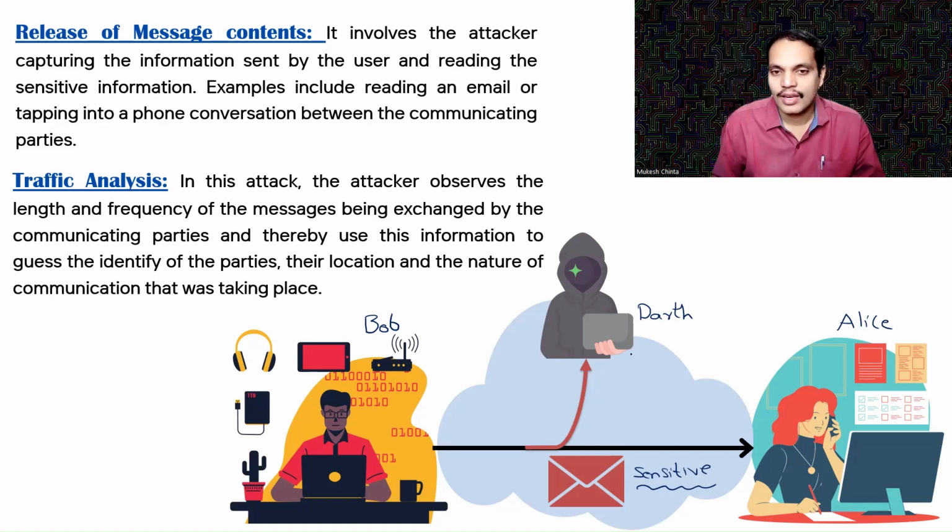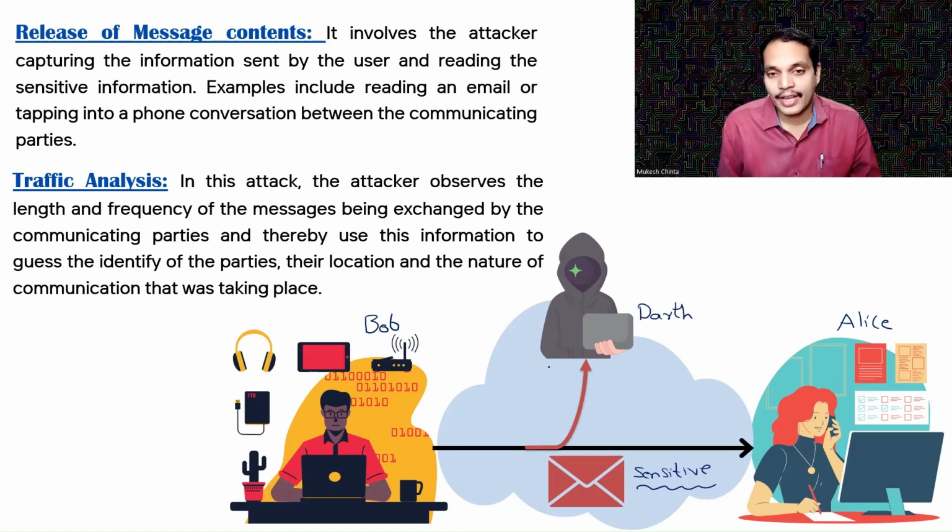Coming to traffic analysis, what Darth does here is he wants to identify what Bob is talking to Alice. So maybe he will monitor the entire traffic channel for a day or a couple of days or even a week. He will be in a position now to guess where Bob is communicating from, what is his IP address, who is Alice, what is her IP address, what time Bob starts the communication with Alice, what length of communication is happening, and also the type of communication, whether they are exchanging pictures, messages or anything else. This is called traffic analysis.